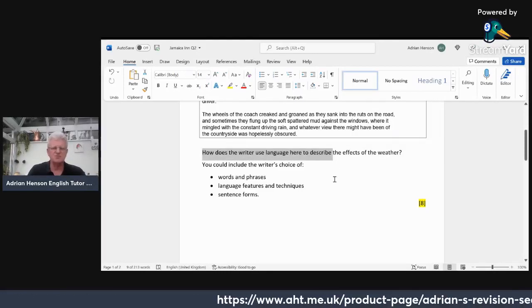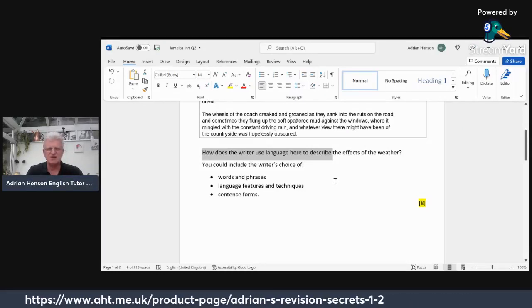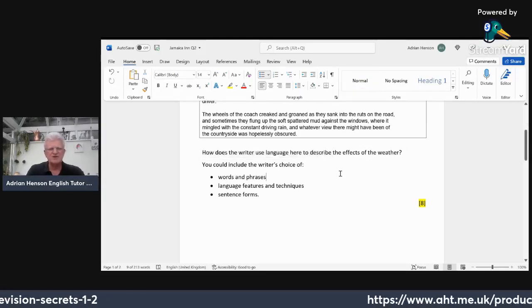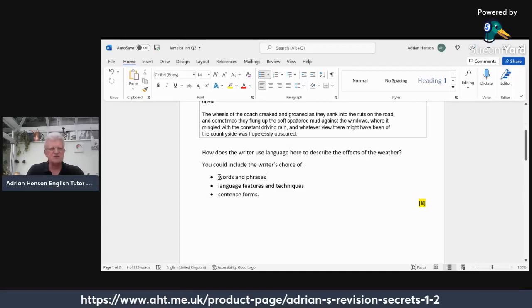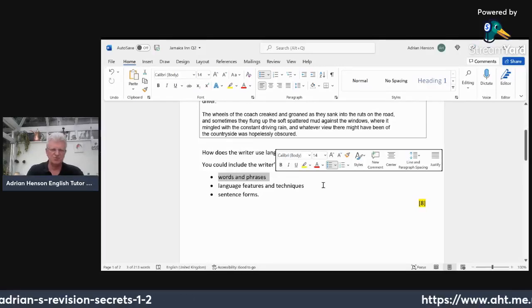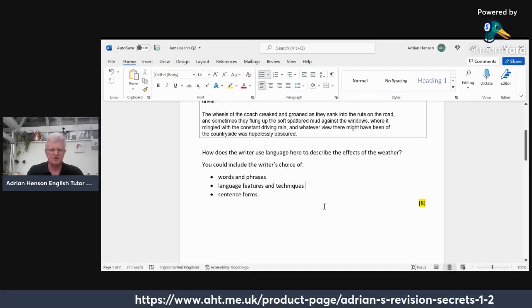As I've mentioned to you before, all the questions in the AQA GCSE language papers are formatted in the same way. So we know this. So let's just look at that first. How does the writer use language here to describe? Language is given a definition here. Words and phrases. So you can pick out a word or a phrase that gets you to answer the question, which we'll look at further.